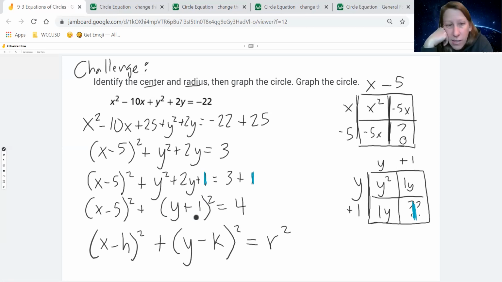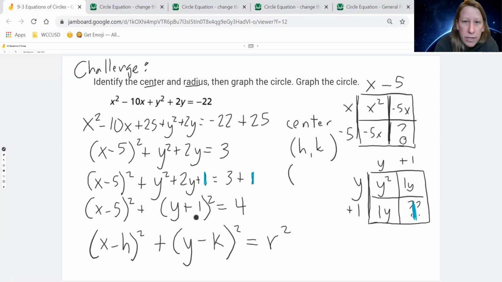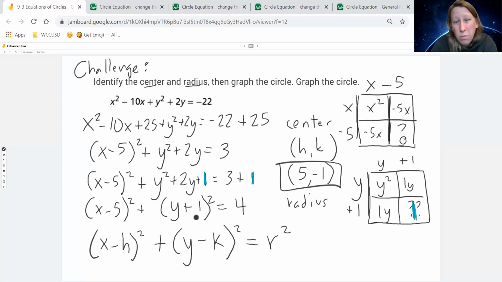Hey, do you know the center and the radius? I do. Okay, what's the center? So the center is h comma k. In this problem, it is 5 comma -1. And what's the radius? The radius is 4. 4 is what number squared? That's 2. Okay, did I find the center and the radius? Yes, I did. Graph the circle.